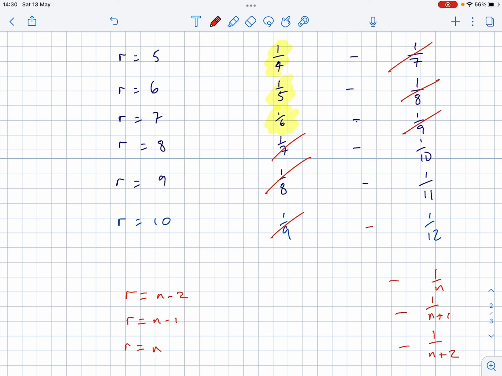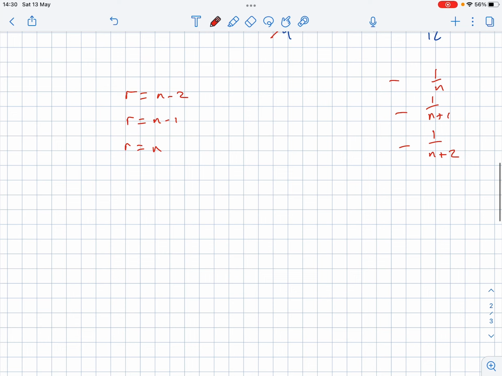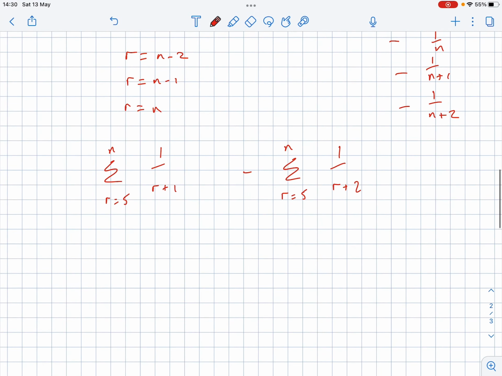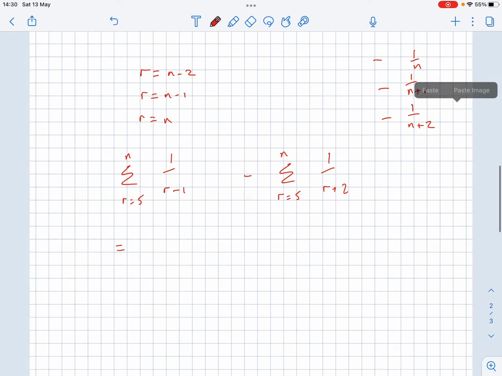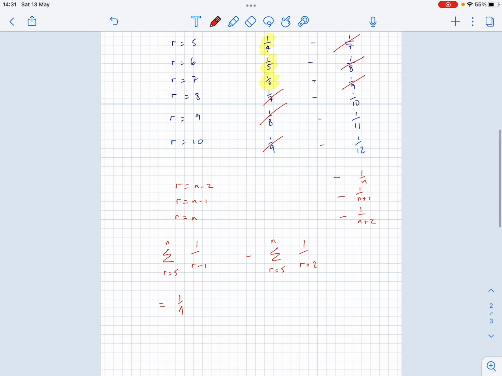So now we're going to summarise it. That's enough working. We can say that when we do the sum from 5 to n of 1 over r minus 1 minus the sum from 5 to n of 1 over r plus 2, apologies, I got the minus. That is equal to, zoom out, a quarter plus a fifth plus a sixth minus 1 over n minus 1 over n plus 1 minus 1 over n plus 2.